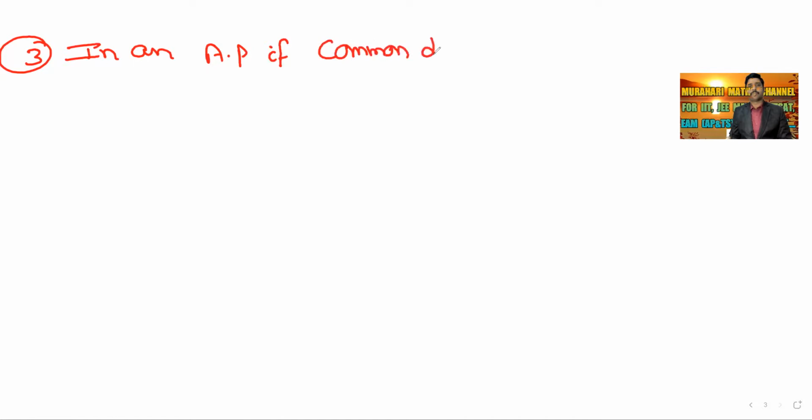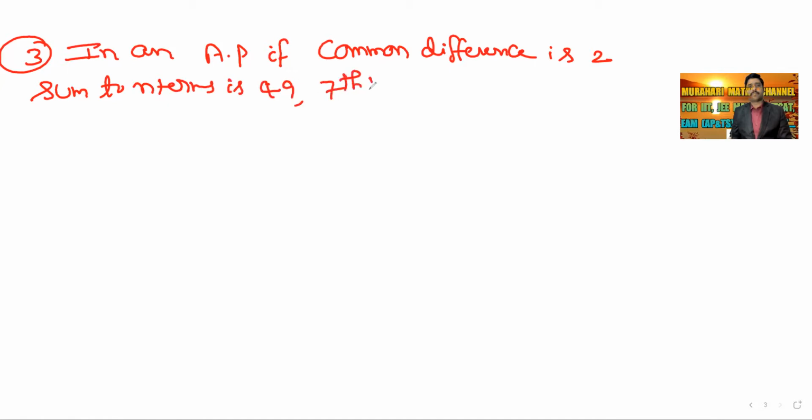Okay, now I am going to explain question number 3. In an AP, if the common difference is 2, the sum to n terms is 49, and the seventh term is given as 13, then we have to find the n value.